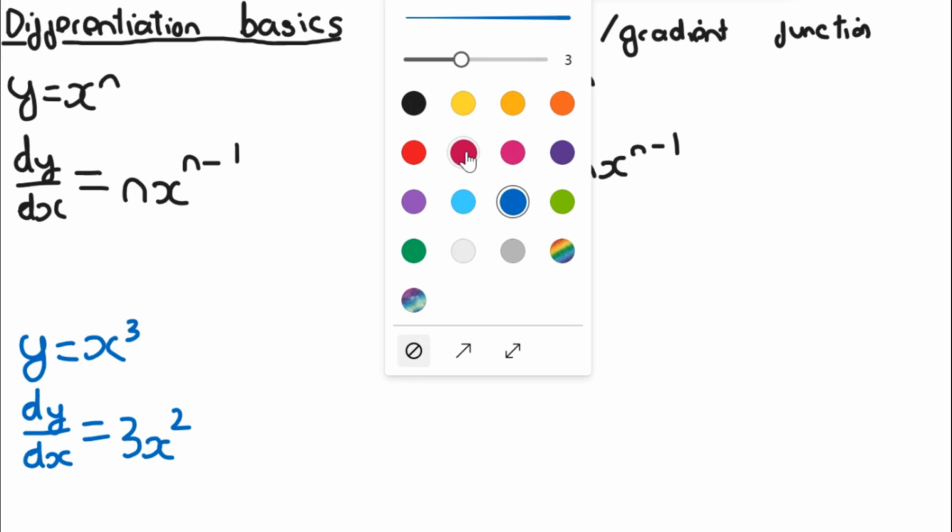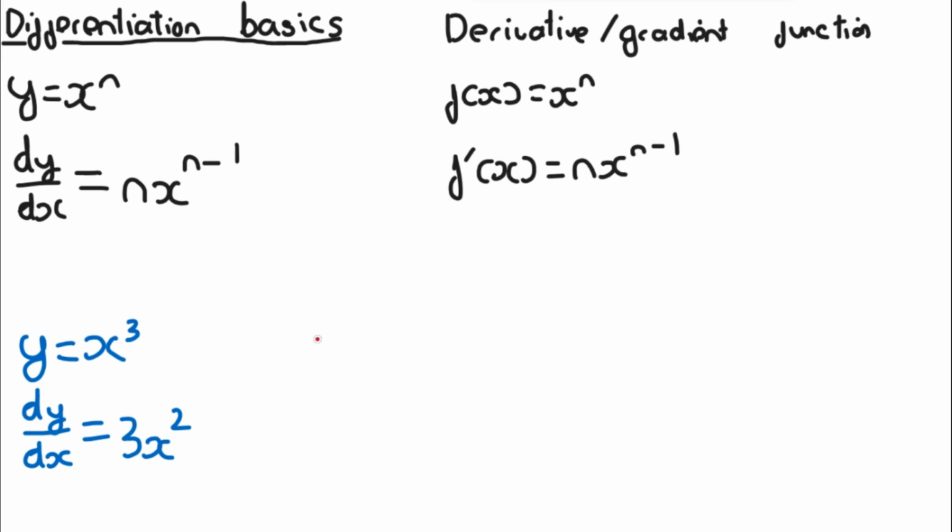Let's do another example. Let's say that f of x is equal to x squared. So the derivative f dash of x is going to be equal to 2x to the power of, so 2 is n, so it's going to be 2 minus 1, so it's going to be to the power of 1. But obviously we don't really need to write to the power of 1, we can just leave it like that.